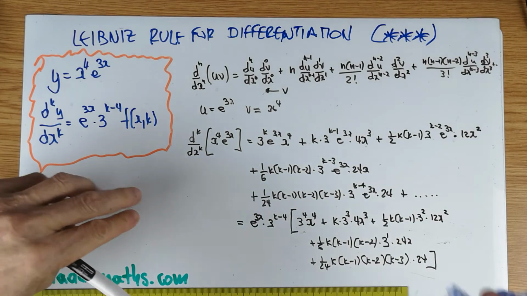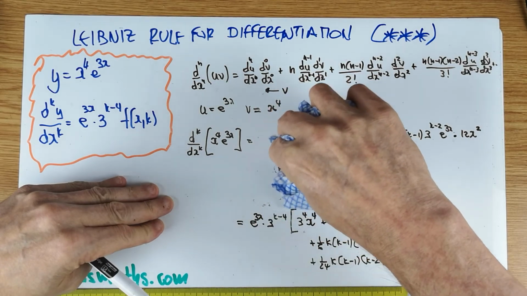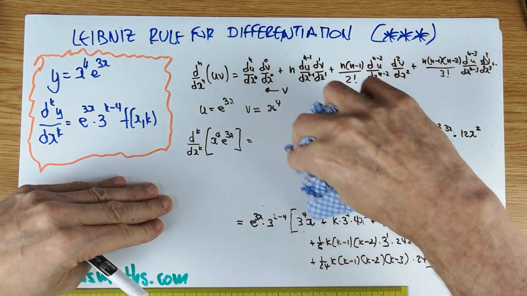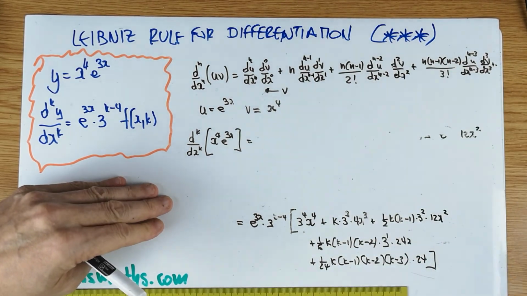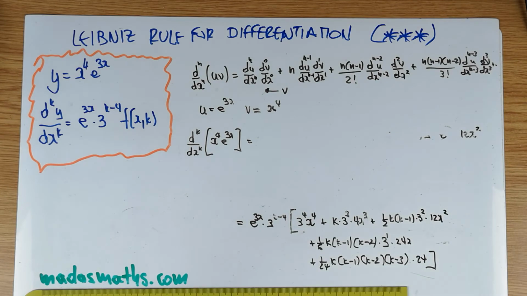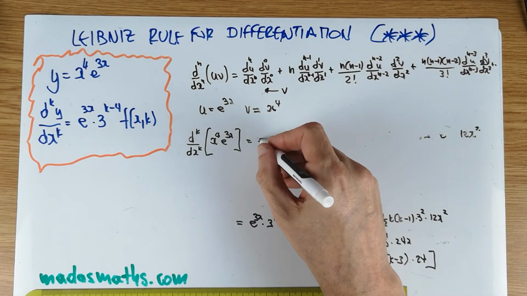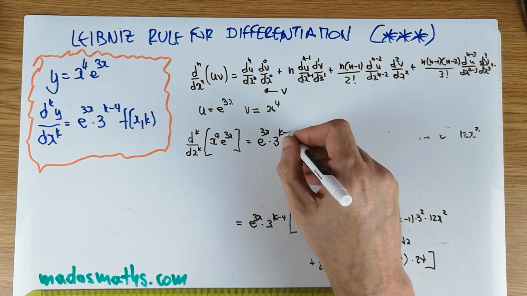So I'm just going to write it up here. Let's make some space, because I think this will look a lot neater. Calculators are allowed, but it's not difficult. We don't really need a calculator for this. So what do we get? That was the k minus 4. So this is equal to e to the 3x times 3 to the k minus 4.